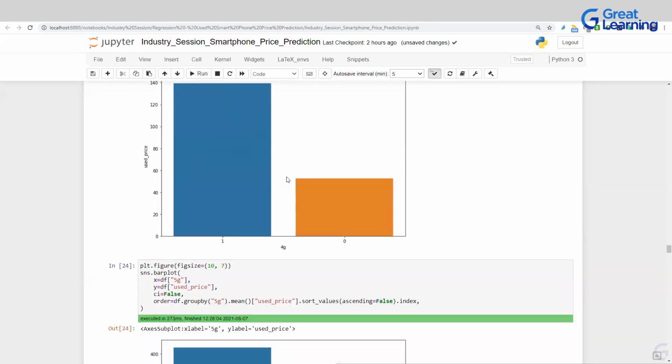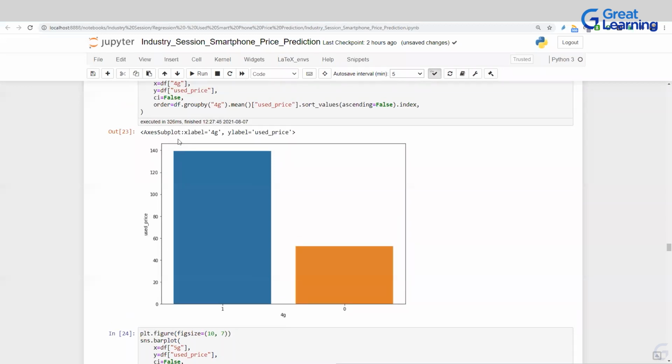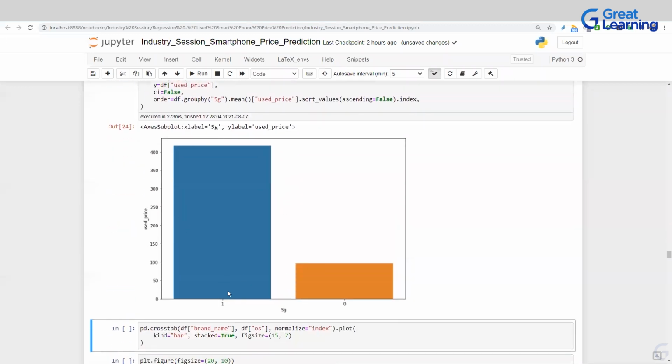And similarly for 5G, you can see the cost went up to 400 euros when the phone is 5G supported. And if it is not, then the average is about 100 euros. So for 4G, the phone is available within 150 euros, but if the phone is 5G supported, it is available for more than 400 euros, because these might be the latest ones in the market. And the most recent phone will give you a higher price as compared to the old phones.